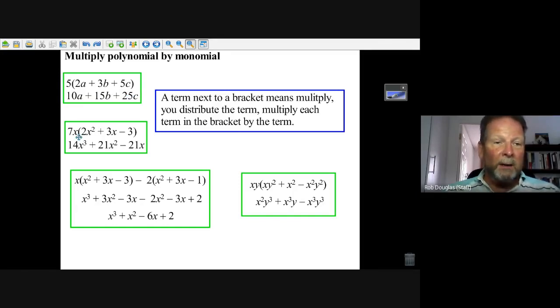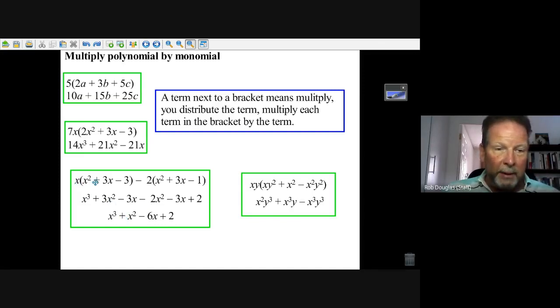So what if the monomial in the front was 7x, and you had 2x squared plus 3x minus 3? Those were the three terms in the brackets. Well, you multiply. 7 times 2 is 14. But when you go x times x squared, you've got to remember your laws of exponents. So 1 plus 2 is 3. When you multiply, you add exponents. Or maybe you can just see it. There's one x here and another x multiplied by another x. That's 3 x's multiplied together. Well, 7 times 3 is 21, but x times x is x squared, and then 7x times minus 3 is minus 21x.